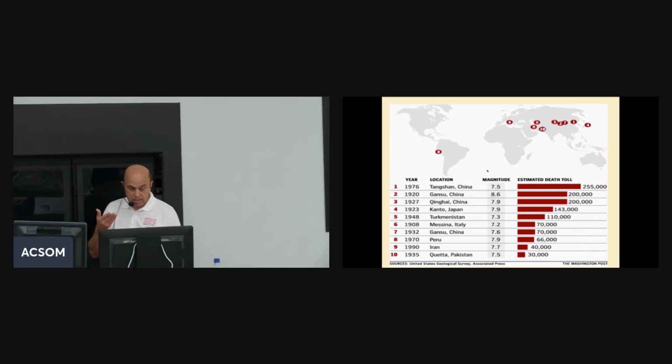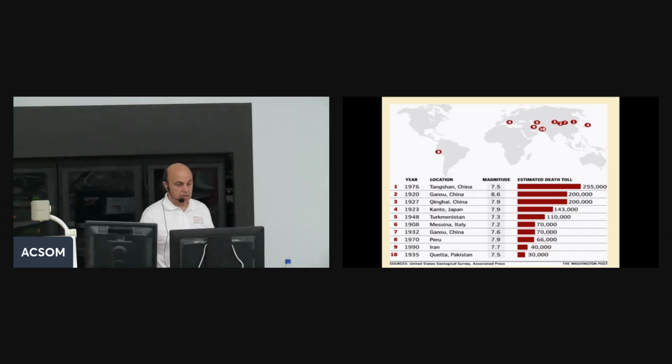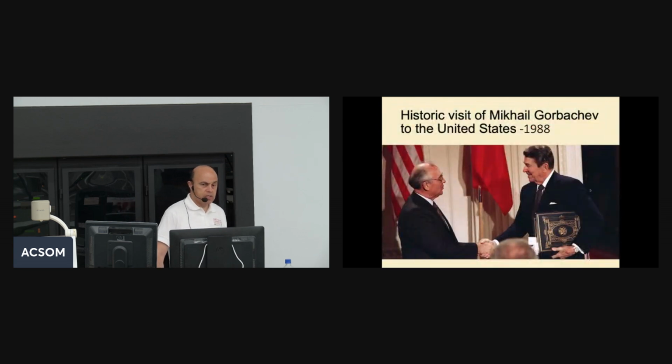This is another story about the magnitude on the Richter scale. From China, Japan, Turkmenistan, and everywhere you have earthquakes, and you see the fatalities. The one in 1976 had almost 255,000. They died in a matter of minutes. So how do they do this?